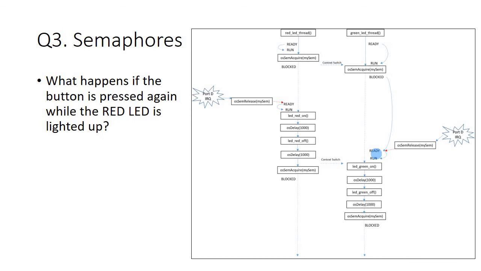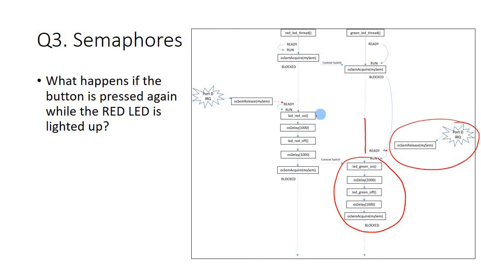So what happens if the button is pressed again when the red LED is lit up? What we are saying is, what if I move this entire chunk and the push button up to around the same time when the red LED was switched on. So while the red LED is on, I press the button again.